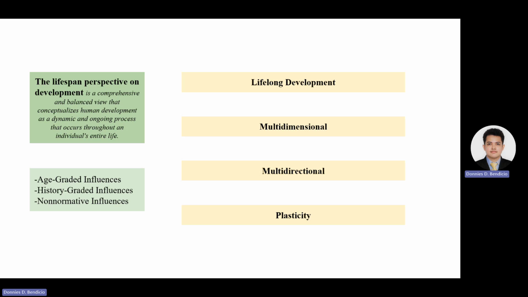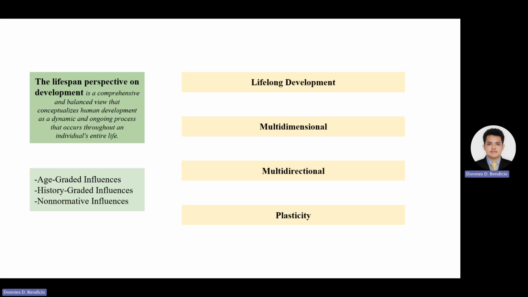The lifespan perspective on development is a comprehensive and balanced view that conceptualizes human development as a dynamic and ongoing process that occurs throughout an individual's entire life. This perspective is based on several assumptions. Number one, lifelong development. The lifespan perspective recognizes that development is not limited to a specific period or age range, but occurs continuously from birth to death. It acknowledges that individuals continue to grow, change, and adapt across the entire lifespan.